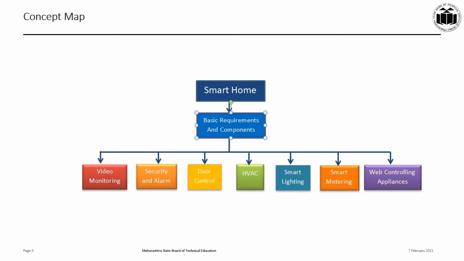This is the concept map of today's session. We are basically discussing a smart home. Under the smart home, today we are focusing on the basic requirements or components of the smart home. These basic components of smart homes are video monitoring system, security and alarm, door control, HVAC, smart lighting, smart metering, and voice controlling appliances.